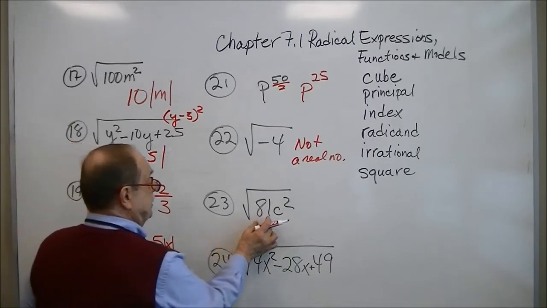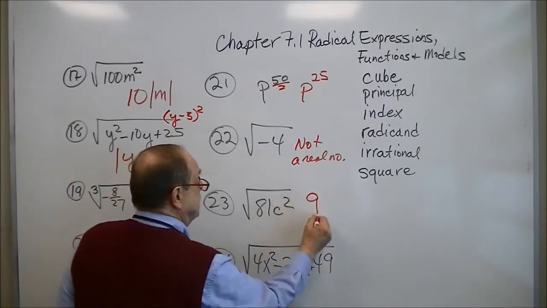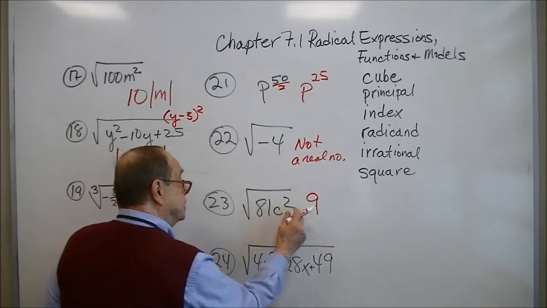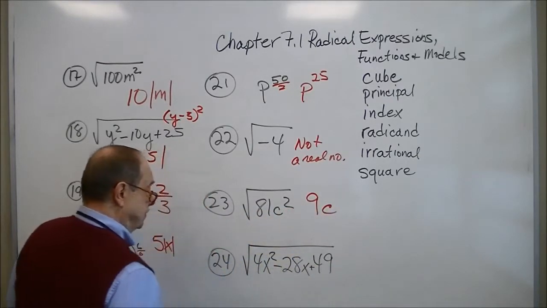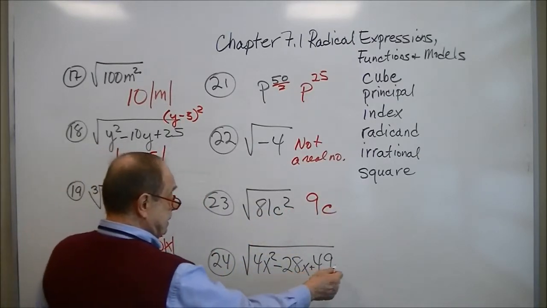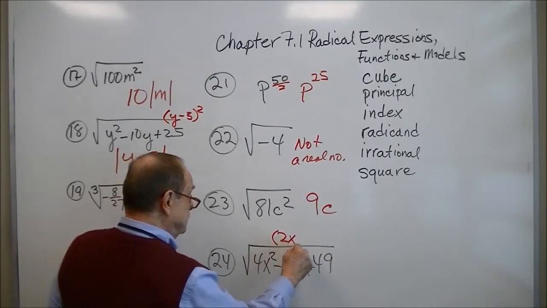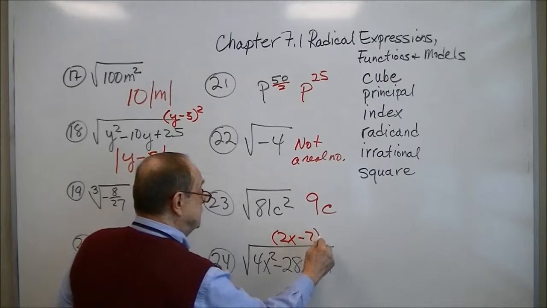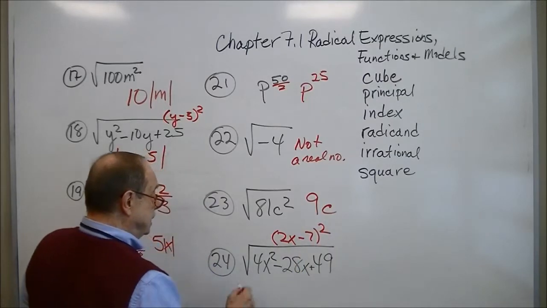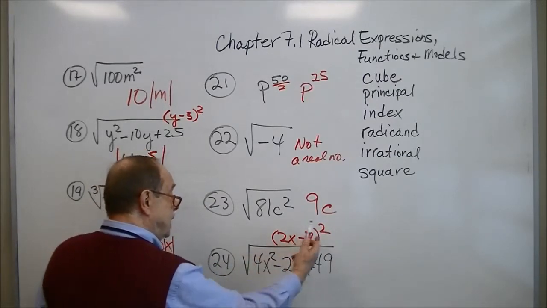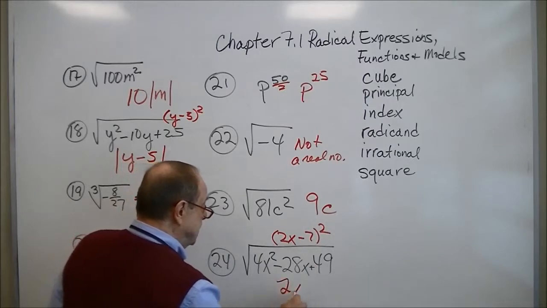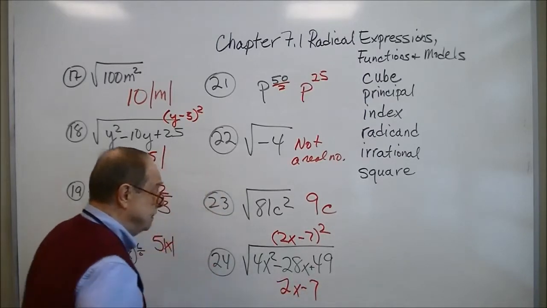And then the square root of 81 is 9. The square root of c squared is just c. And then this is a perfect square trinomial. That would have been 2x minus 7, the quantity squared. So when we take the square root of that, it just becomes 2x minus 7.